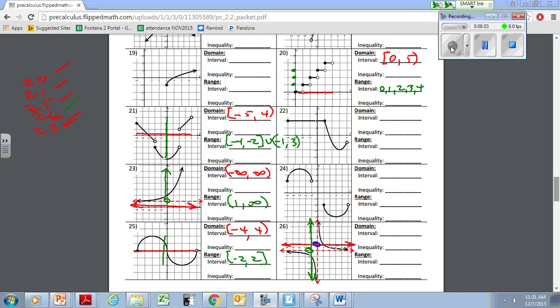Number 26. Ooh, hello 26. I'm going to put the interval, what's that thing called? The inequality version, because the way you're going to write that one, and actually I'm going to write the inequality version for anybody who has a double. For number 23 and somebody else. For 23, I'm going to write the inequality version because it'll show up.